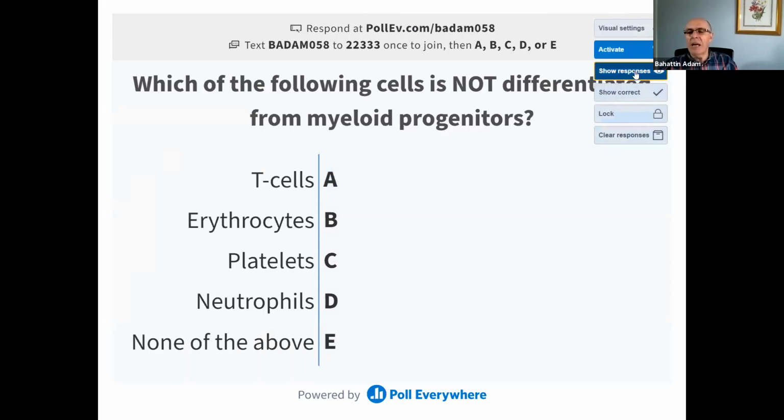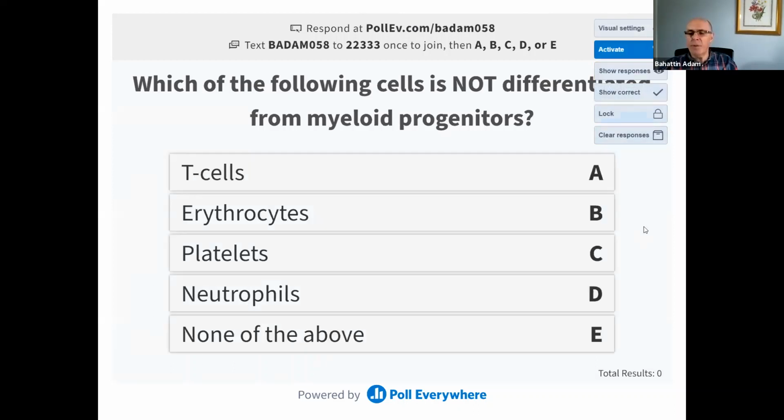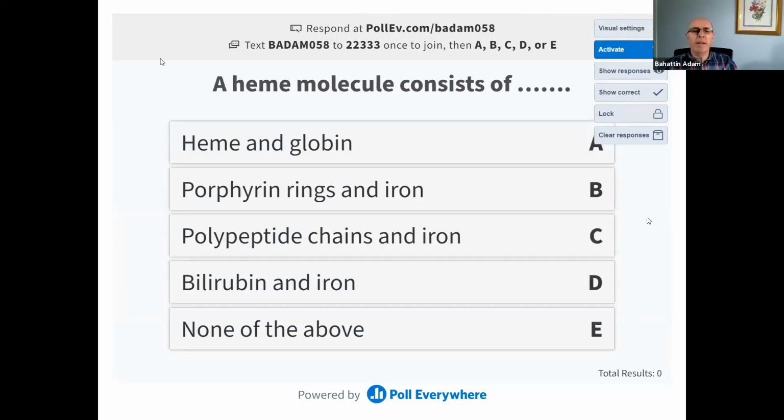Still waiting for the responses, all of your responses. Okay. Now let's see here. A heme consists of which two structures? Heme and globin, porphyrin rings and iron, polypeptide chains and iron, bilirubin and iron, none of the above.